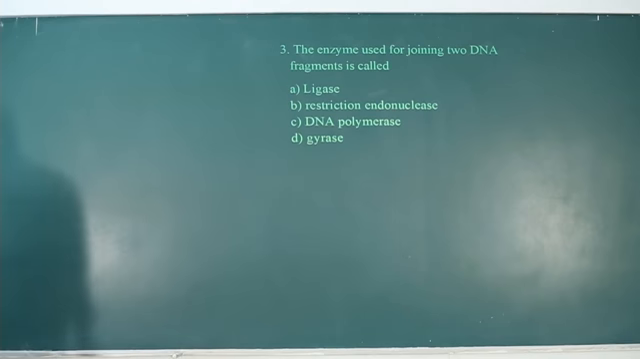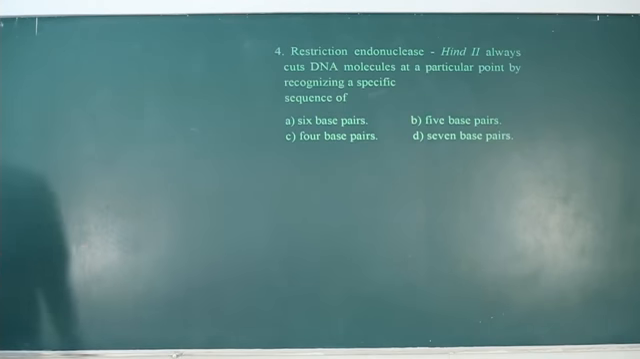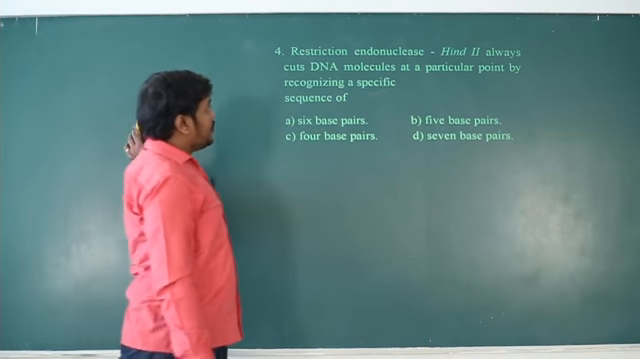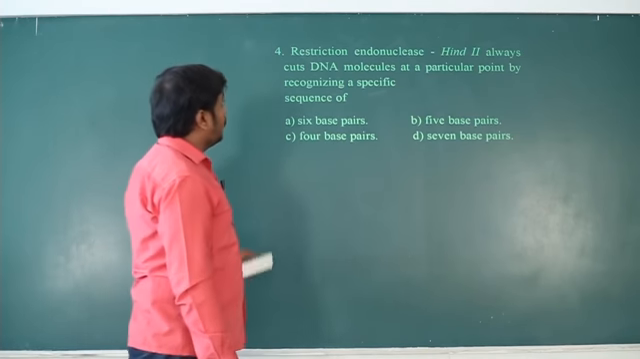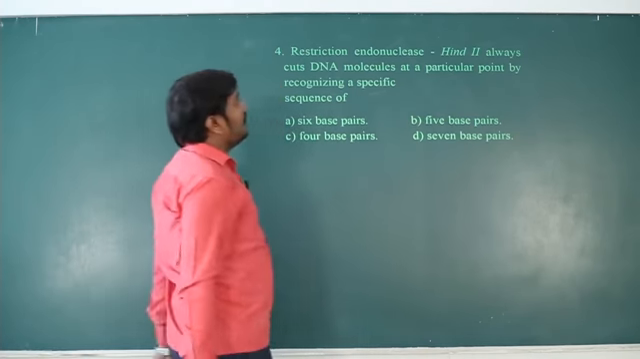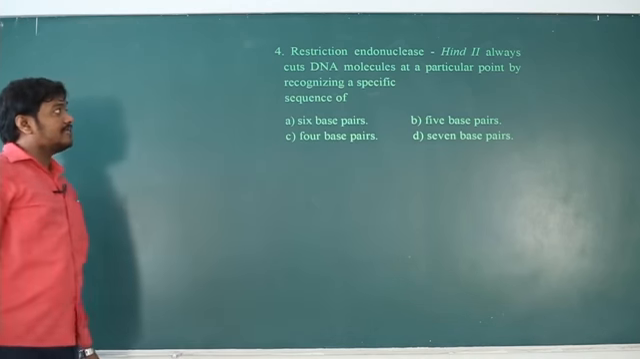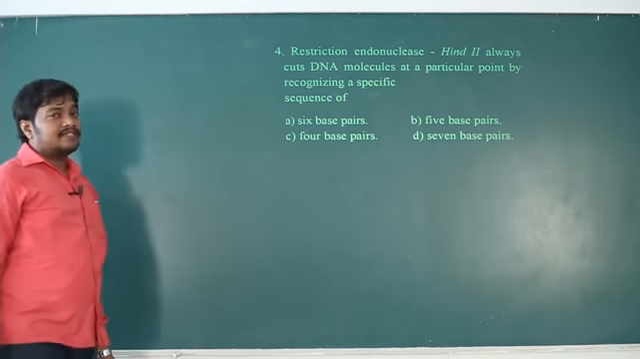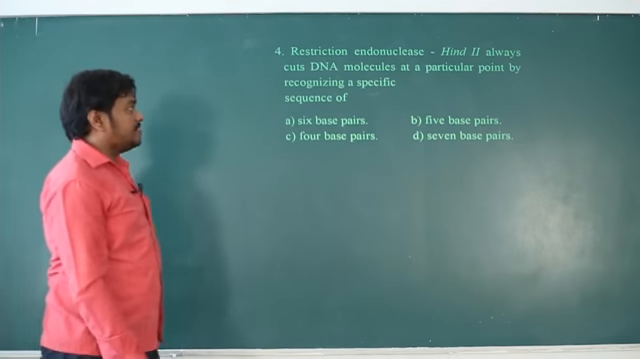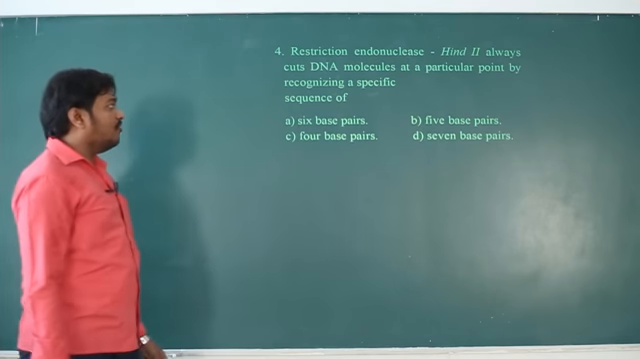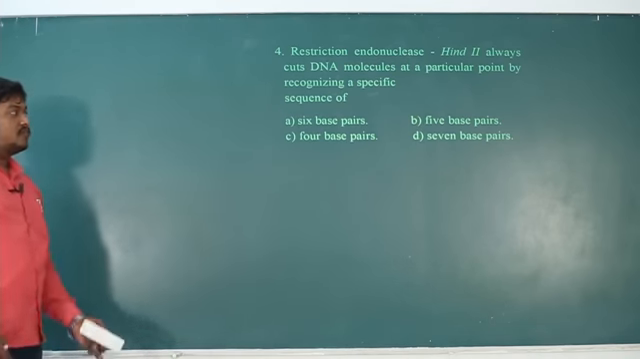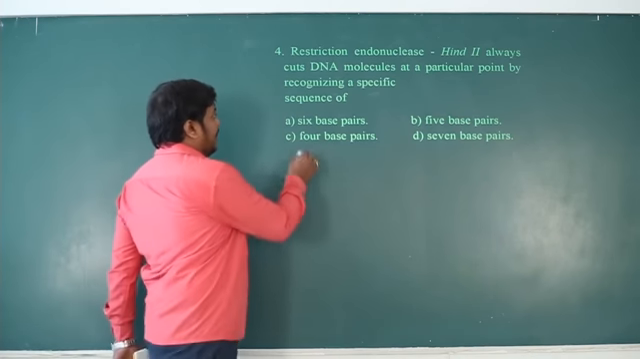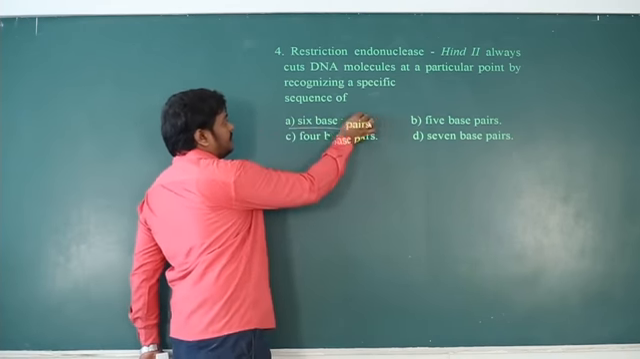Next move on to the next question. Question number 4. Okay. So restriction endonuclease HIND2 always cuts the DNA molecule at a particular point by recognizing a specific sequence. So how many base pairs are there in that specific sequence? 6 base pairs, 5 base pairs, 4 base pairs, 7 base pairs. So in most of the cases, this restriction endonuclease enzyme has 6 base pairs.